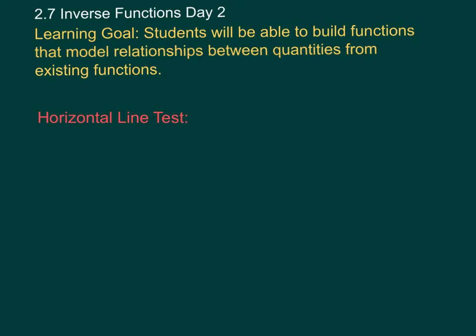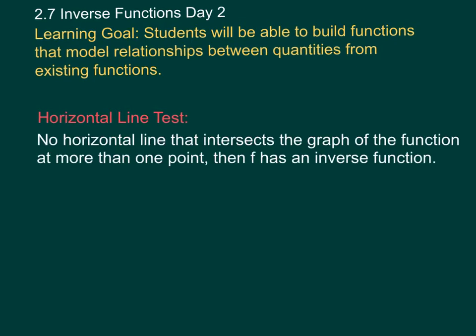In this lesson, we're going to start off with the horizontal line test, which is used for inverse functions. Basically, what this test does is it tests to see if f, or the function, has an inverse. The test says that if no horizontal line intersects the graph of the function at more than one point, then f has an inverse function.